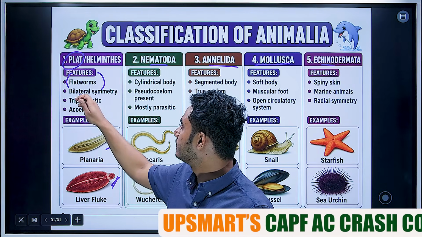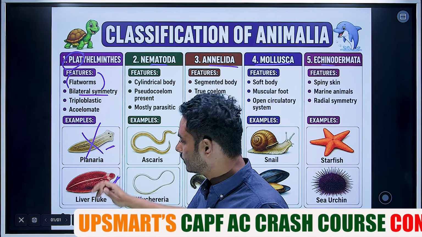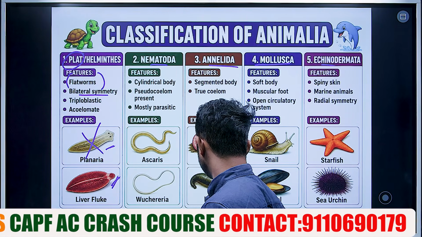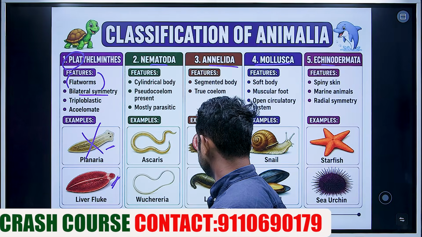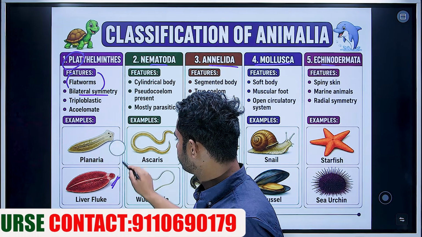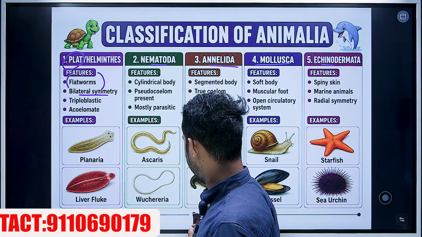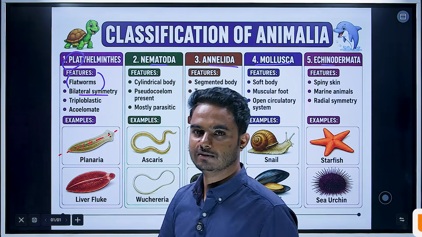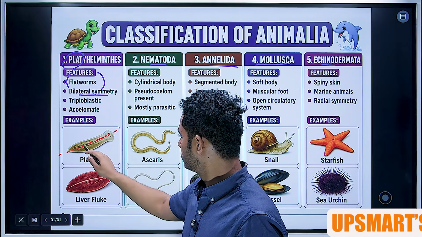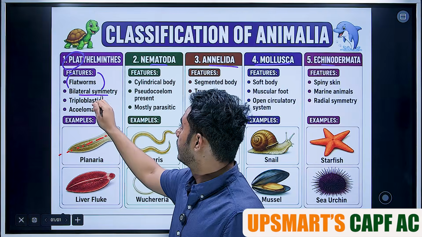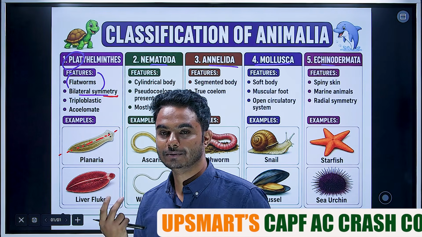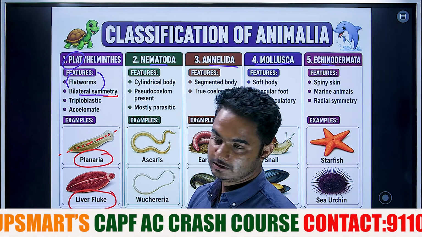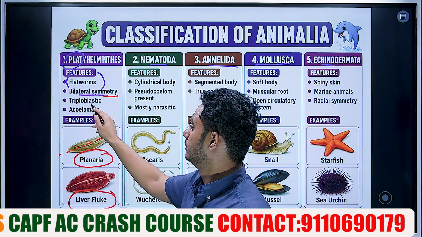Next is bilateral symmetry. If you cut a circle, you will get two halves in any plane. You cut this, you will not get two halves in any plane. If you cut in a particular plane, then how will you cut, sir? Cut like this. You will get two halves. I don't like cutting organisms. Okay, but still, it is bilateral symmetry, two symmetry, double symmetry. One example is planaria. The other example is liver fluke. These are examples for Platyhelminthes.